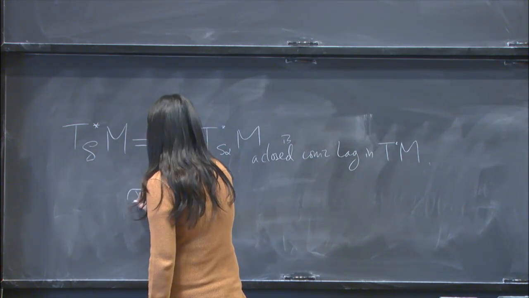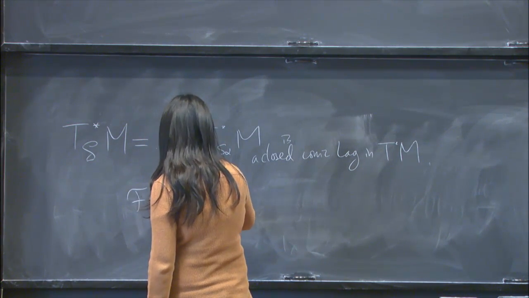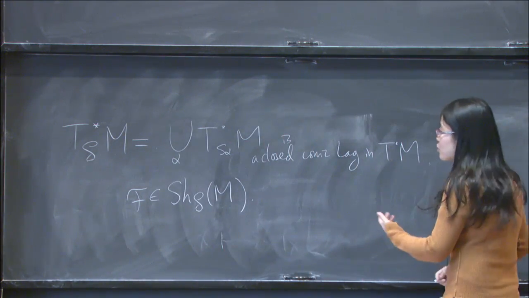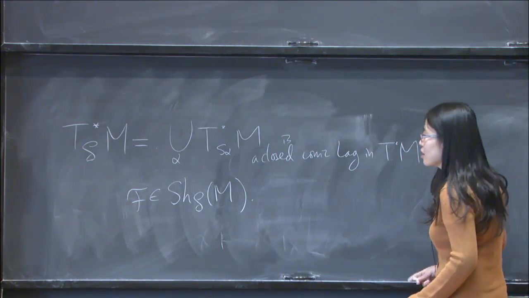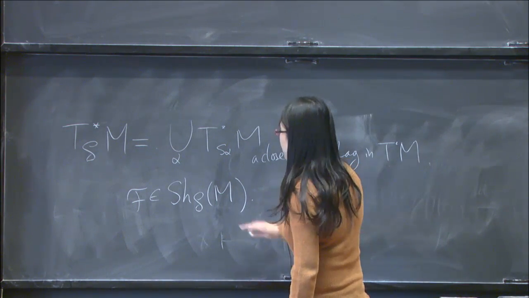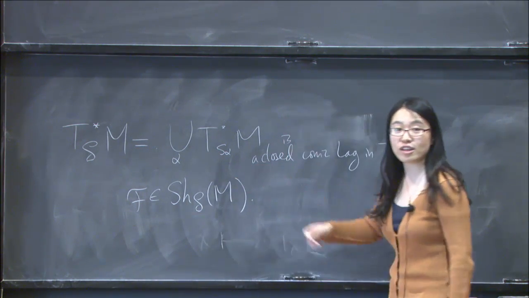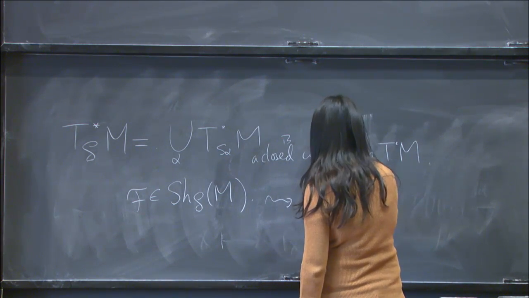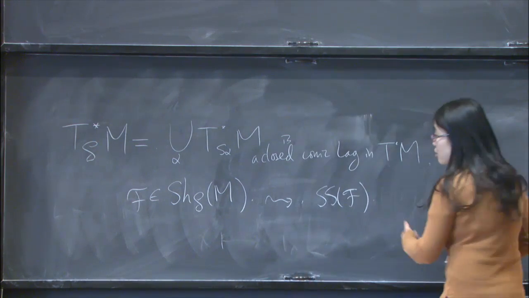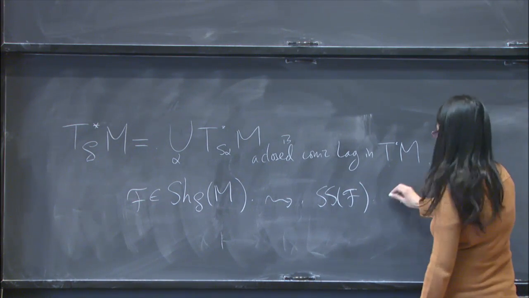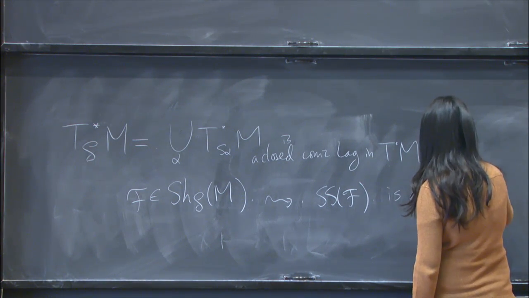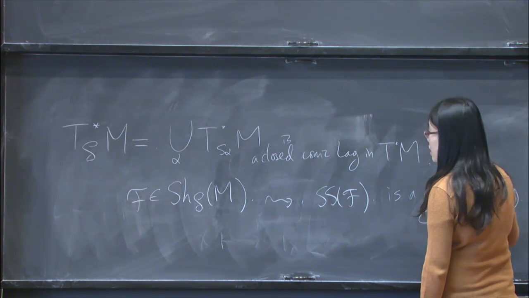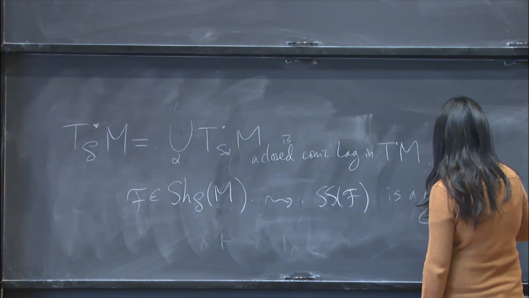And then for each object F in this sheaf category, one can define a more interesting conic Lagrangian inside T star M, which is always contained in this conormal variety. This is the so-called singular support of F, or some people call it micro support of F. This is also a closed conic Lagrangian, which is always contained in this conormal variety.